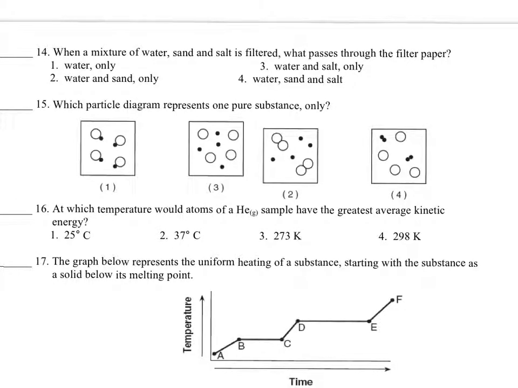Alright, when a mixture of water, sand, and salt is filtered, what passes through the filter paper? Well, let's figure that one out. If you mix water, sand, and salt, the salt will dissolve in the water and therefore pass through the filter. And so the only thing stopped by the filter is the sand. So water and salt only is your answer. Remember how to separate mixtures. You've also got chromatography, distillation, and filtration to worry about with this type of question.